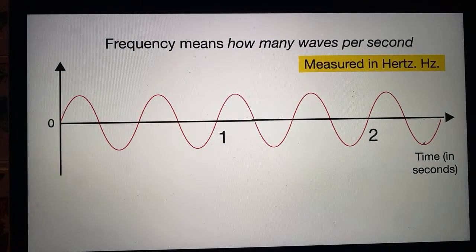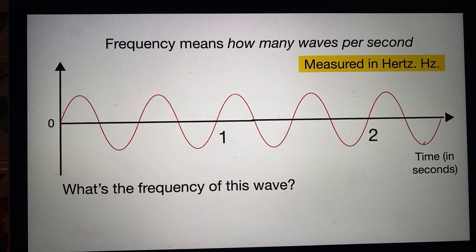So what's the frequency of that wave? Frequency is measured in hertz. Hertz just means per second. So it's how many waves per second.